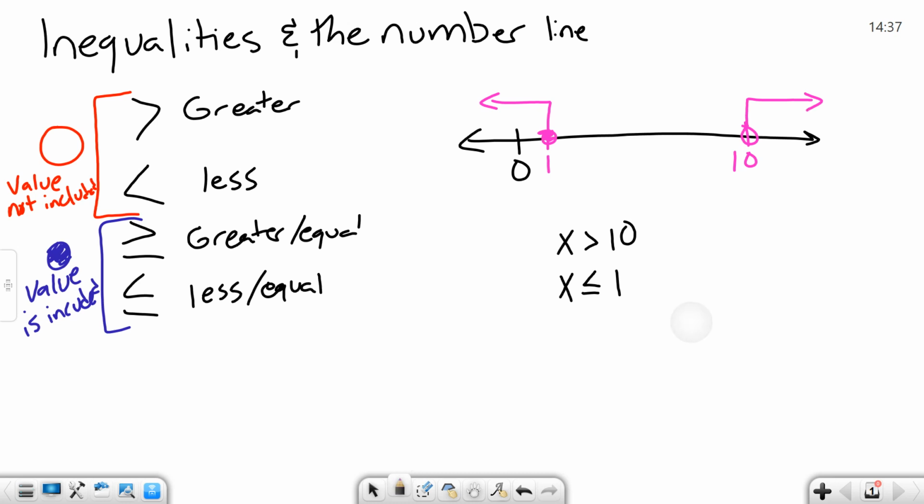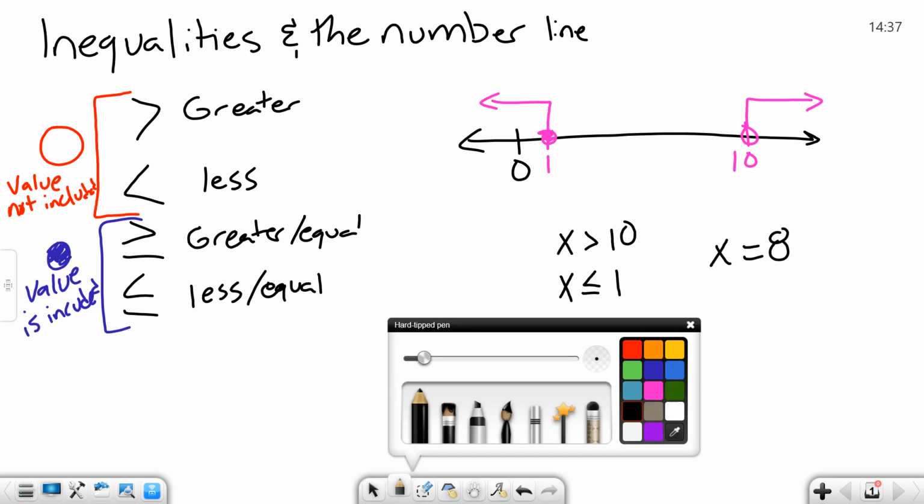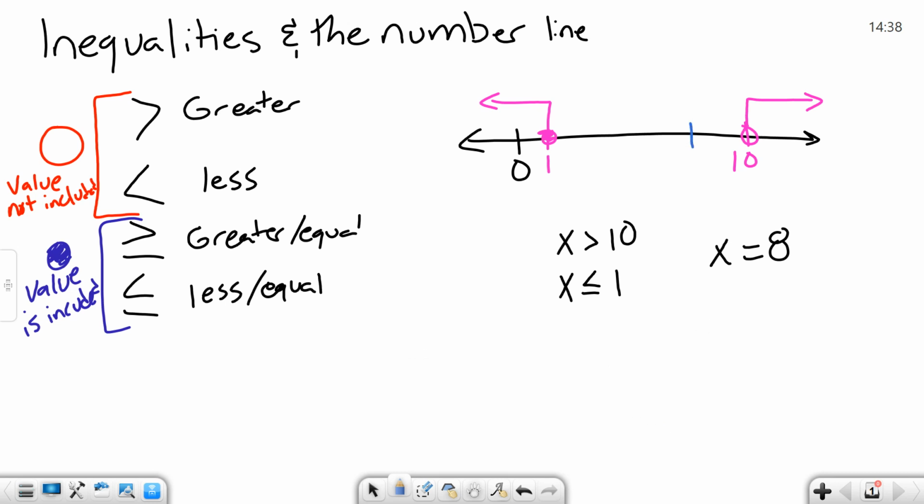But I do want to contrast this real quick with x equals 8. If that's all you have is the equal sign, there's only one possible answer. Here's 8, and you just put a closed dot. It doesn't go to the left or to the right. There is no arrow. It is just a single point.